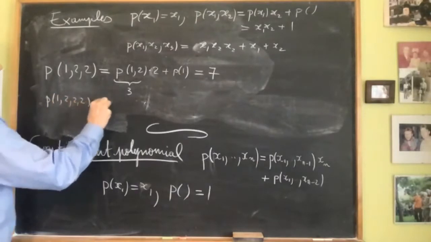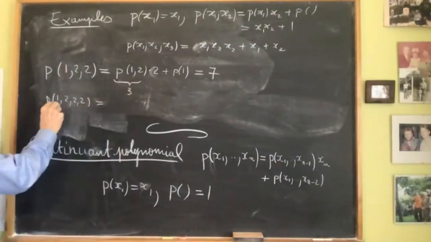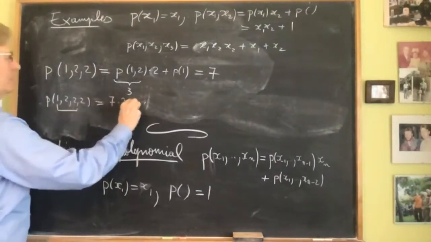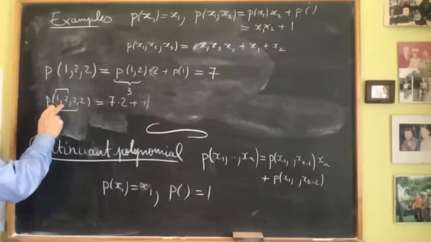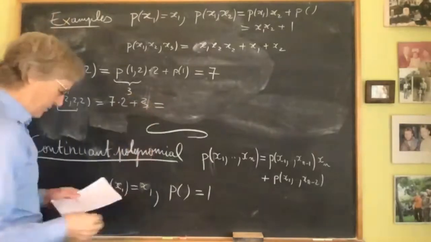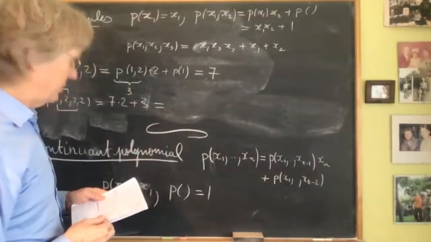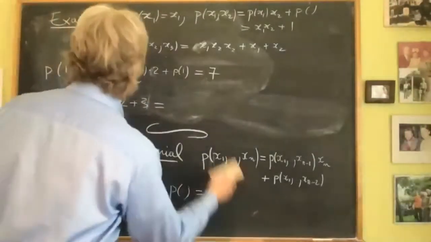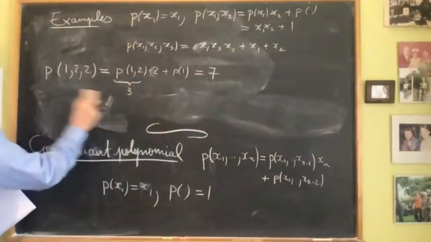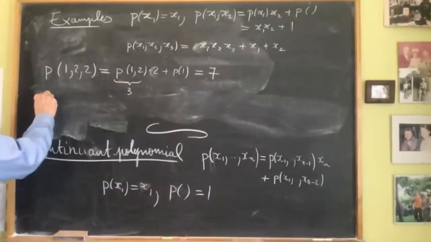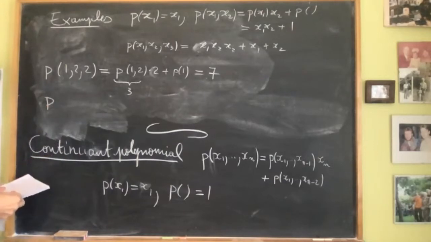And P of 1, 2, 2, 2 is equal to the value for this, 7 by 2, plus the value for this, we have seen this, 3. And I don't really need this, sorry. It's not this one I wanted. Yes, I'm completely going in the wrong direction.